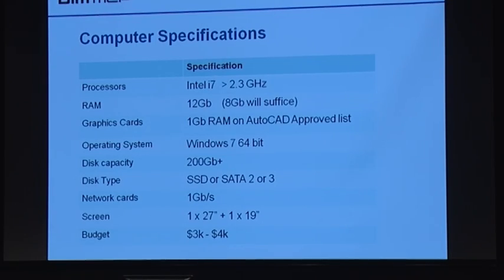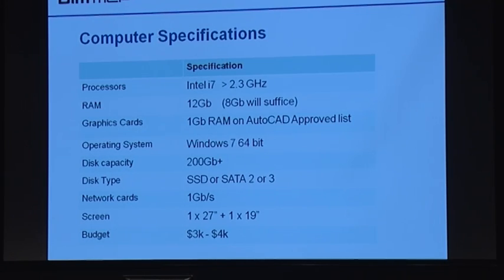So from a computer spec point of view, if you're out to buy workstations, and I think a lot of people have found themselves suddenly having to do a major upgrade because they've gone from 2D up to 3D and the CAD modelling requirements. Anything with an Intel i7 greater than 2.3 gigahertz will do. 8 gig of RAM will get you there. Graphics cards, anything on the AutoCAD approved list, pretty safe way to pick a graphics card.